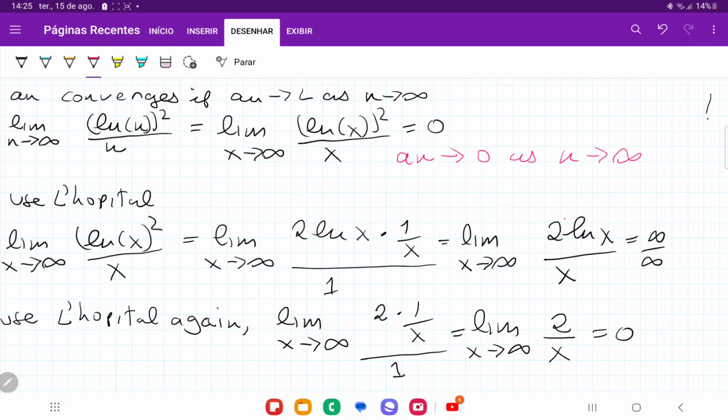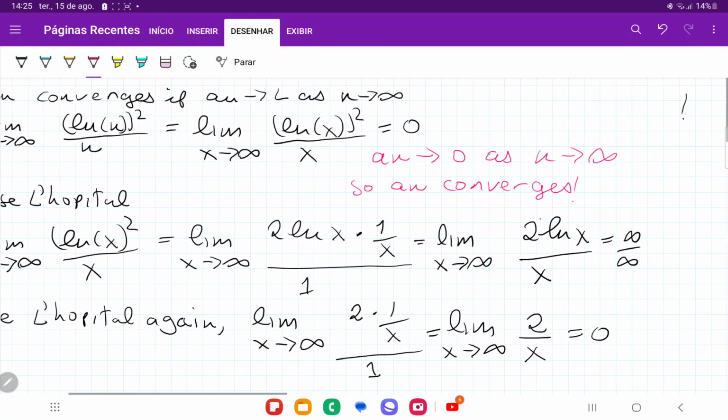So we're saying this sequence does have a limit because we found the limit of the function, right? We know that the function and the sequence go to the same place, and the limit of the function is 0, so the limit of the sequence is also 0, and so a_n converges. And that is it for number 50.